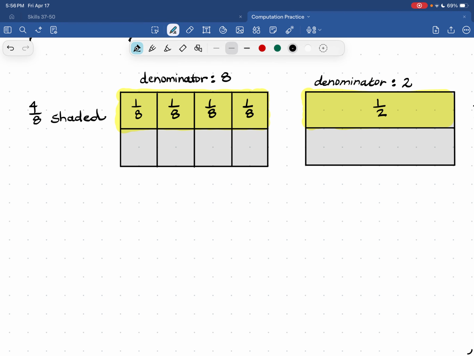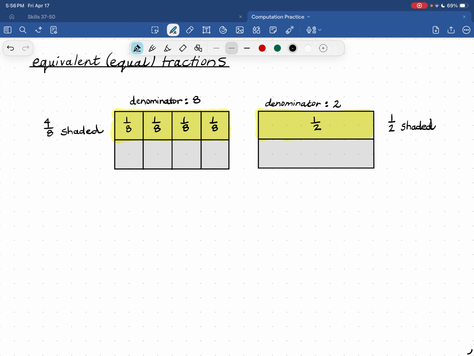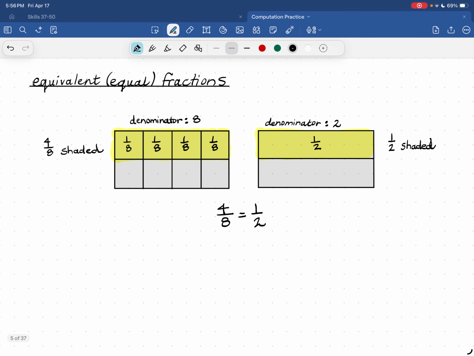And here's what we're getting at. This is where the magic happens. 4/8 is exactly the same amount of cake as 1/2. 4/8 is equal to 1/2. They are equal fractions.